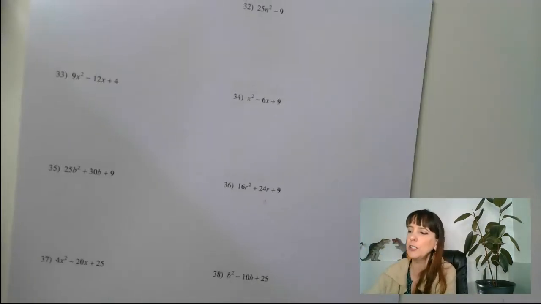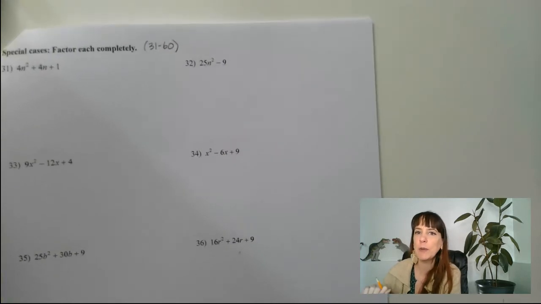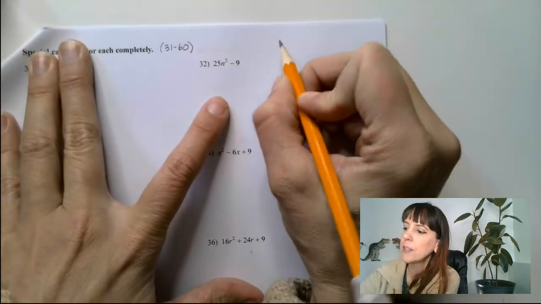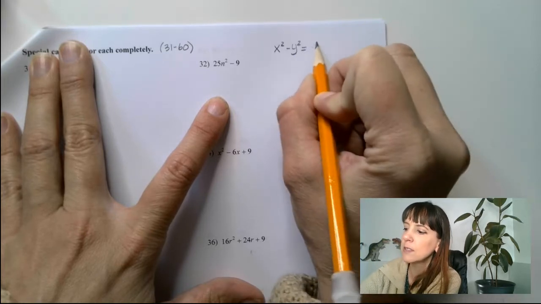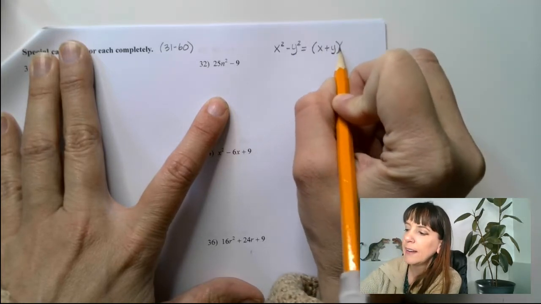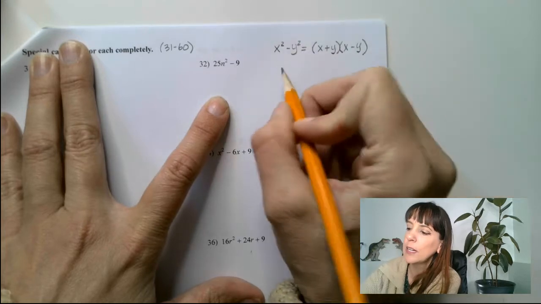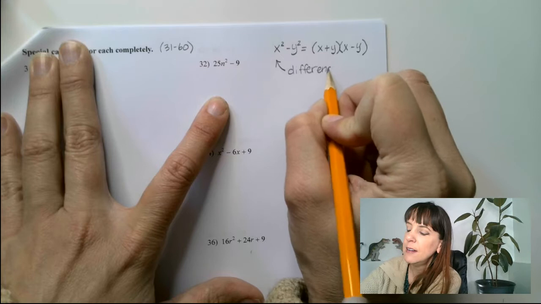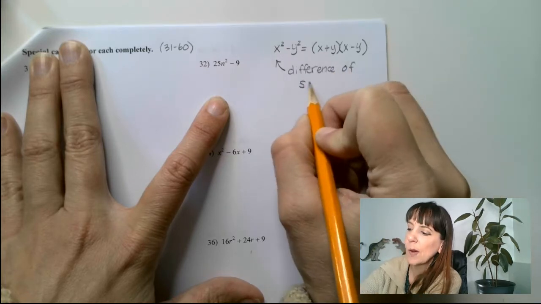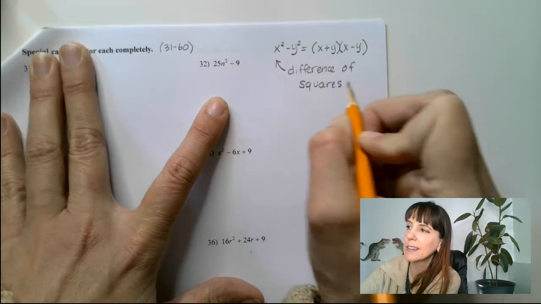So these are called special cases. And guys, I want you to write this down in your notes somewhere. You're going to have x squared minus y squared equals x plus y, x minus y. This is called your difference of squares.